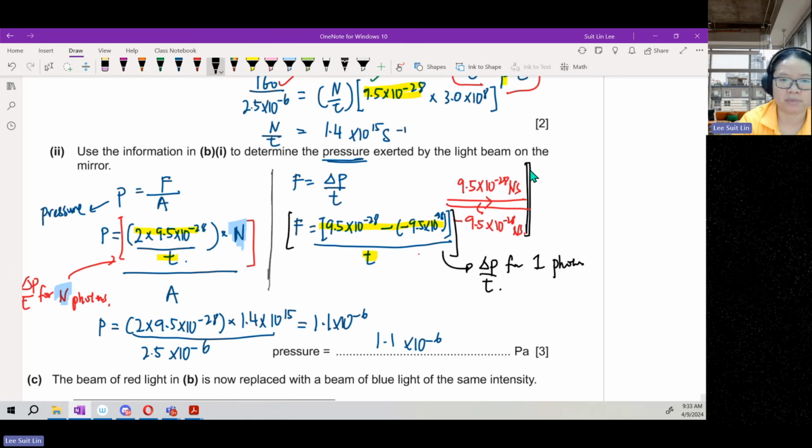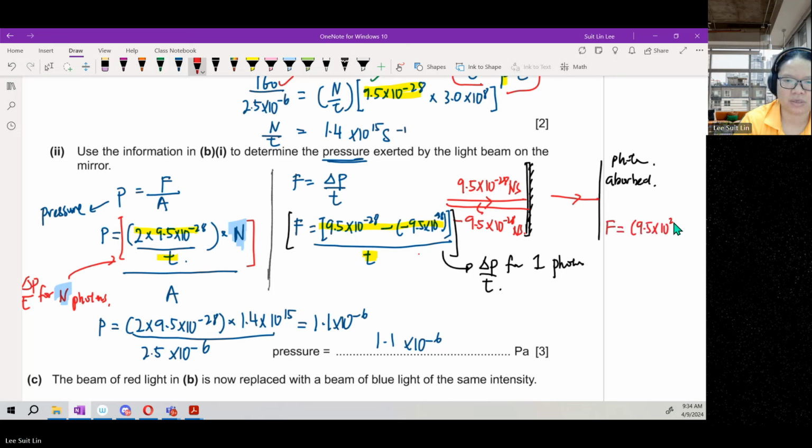So let's say instead of a mirror, I replace this with an absorber. If your photons are absorbed, maybe a black paper, then the final momentum is 0 because it doesn't reflect. So your force doesn't need to multiply by 2. It's just 9.5 times 10 to the power negative 28 over t. In this situation, the photon is reflected. That's why the momentum has to be times 2, because it goes and comes back, divided by t.